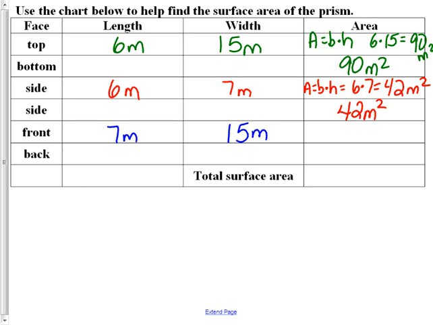It was a rectangle, so I'm going to do the area of that face. I'm going to do base times height, so I'm going to do 7 times 15, which is 105 square meters. So the back and the front are both 105 square meters.